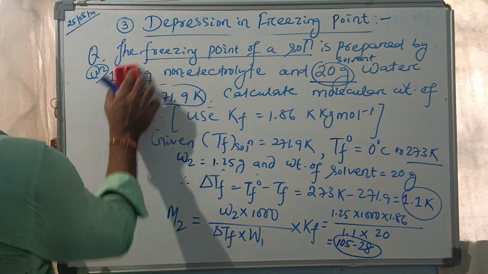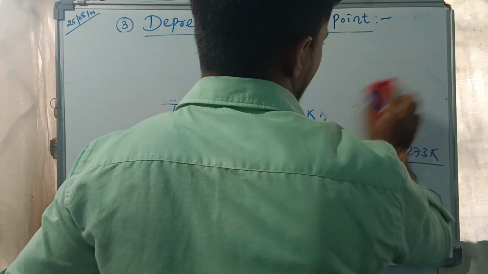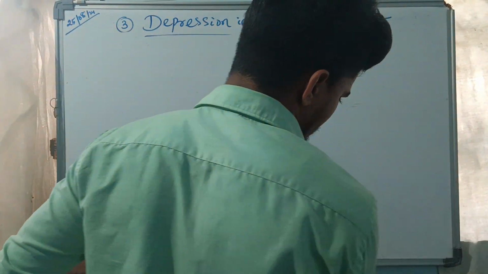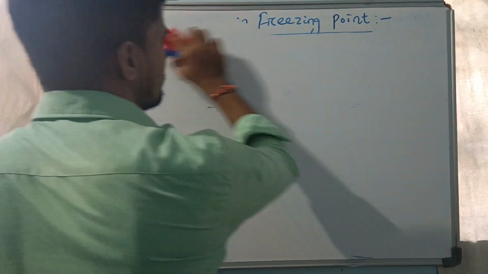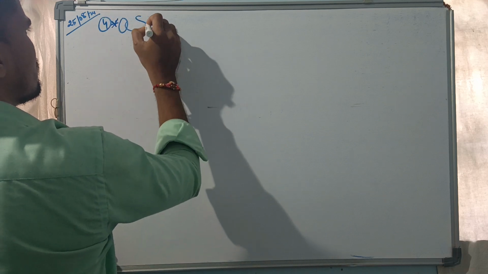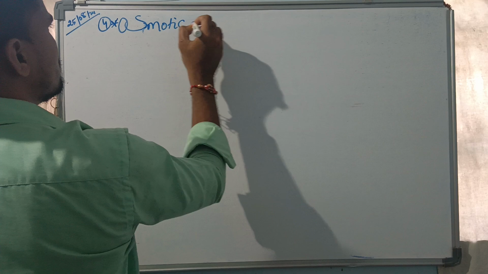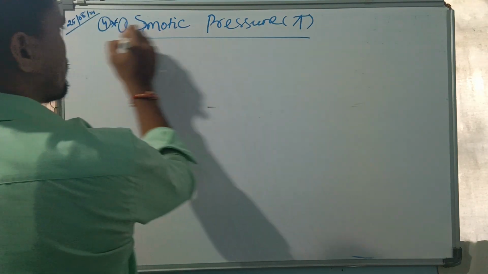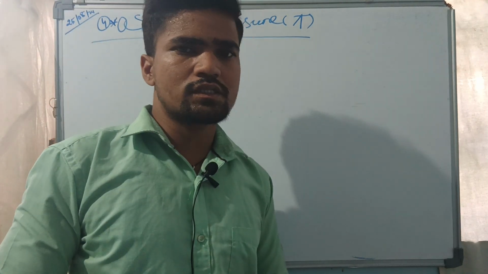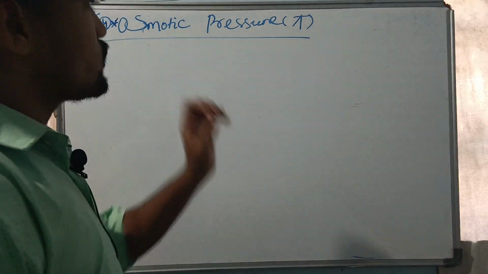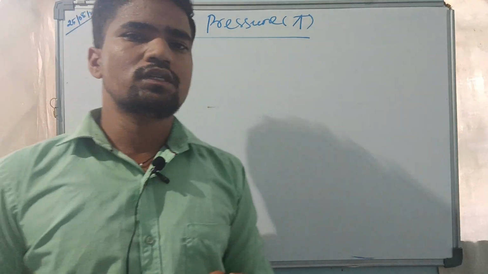So come to the next colligative property, osmotic pressure. We will discuss osmosis, osmotic pressure, and also reverse osmosis. The last one, the fourth, is osmotic pressure, denoted by pi. Before that, we have to discuss what is osmosis.